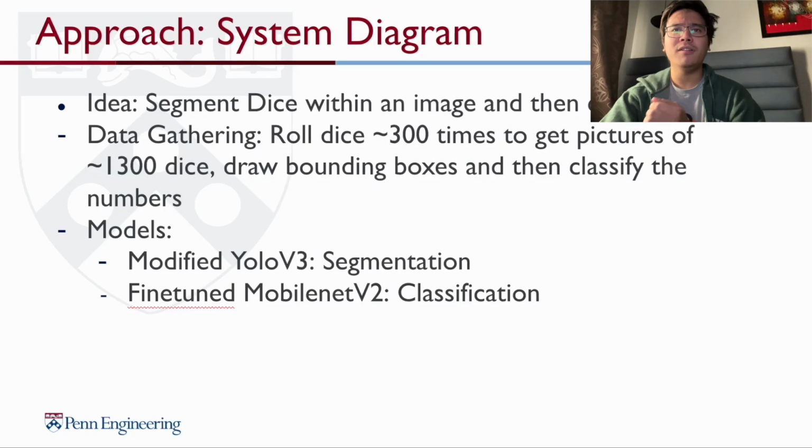We have 2 models in the system. The first model, based on YOLONet v3, performs image segmentation to extract the dice faces. The second model, based on MobileNet v2, classifies those dice faces into their respective integer values. For the data, I took about 300 images containing 1,300 dice faces.